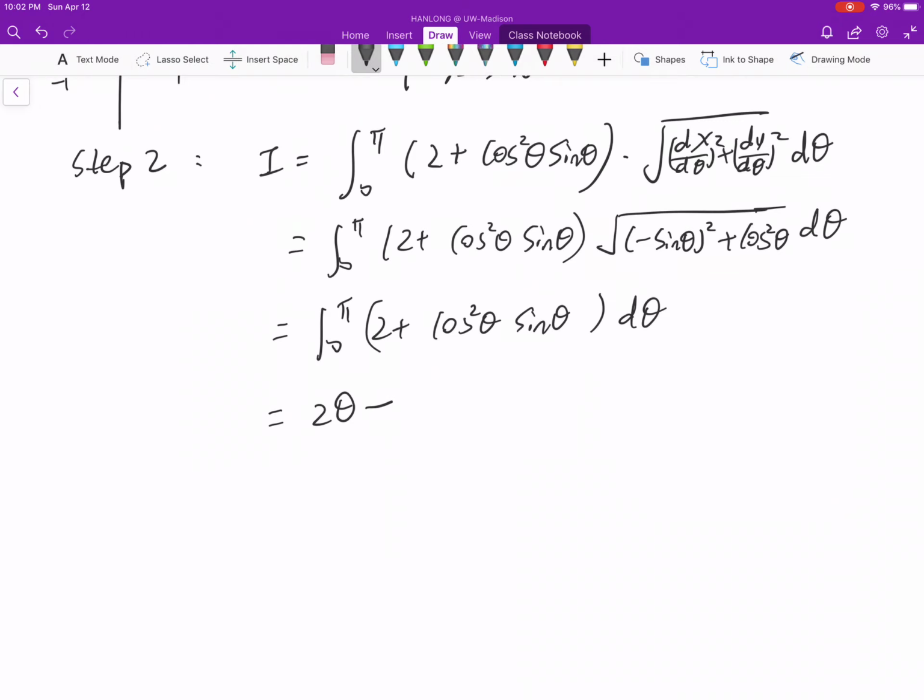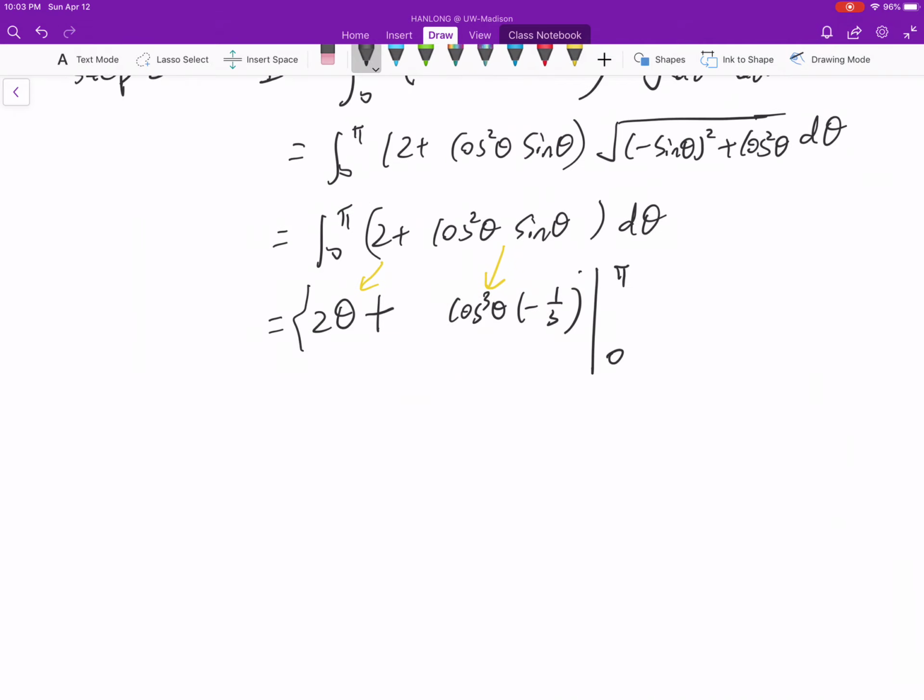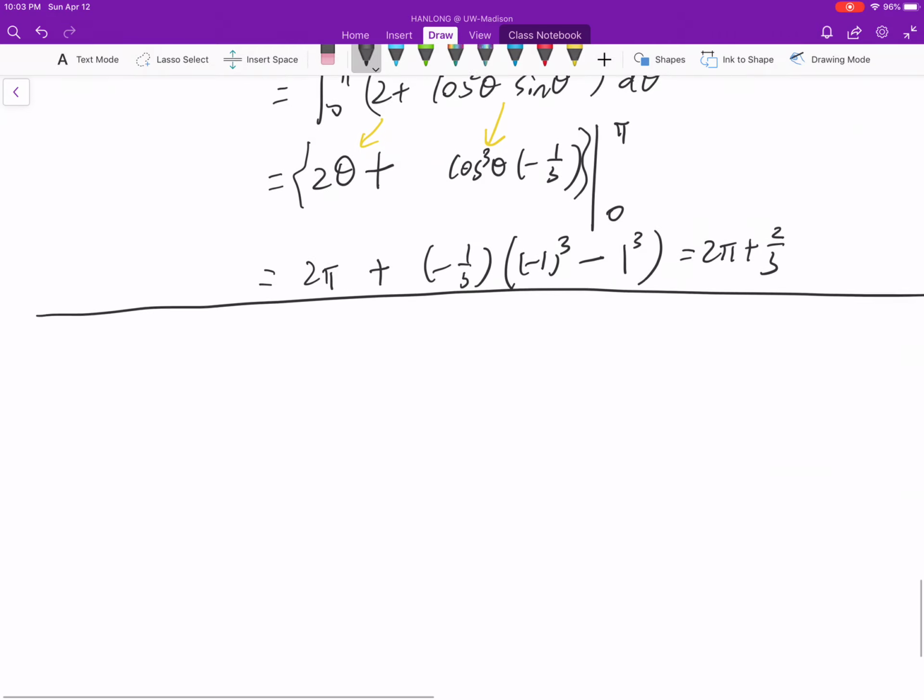And you have 2 theta. You can find the antiderivative. For this one, you have 2 theta, and for this one you use the chain rule, so you have negative 1/3 cosine cube. Then you evaluate at pi and 0. So you plug in, you have 2 pi plus negative 1/3 times negative 1 cube minus 1 cube. So totally you have 2 pi plus 2/3. So that's a line integral.